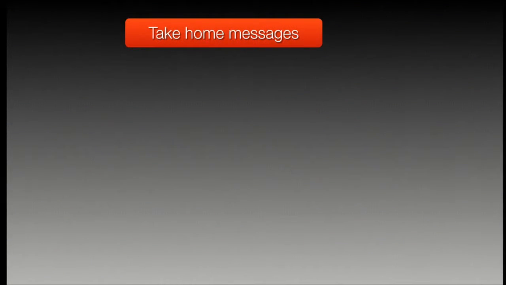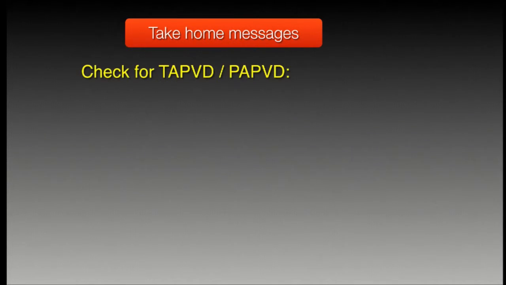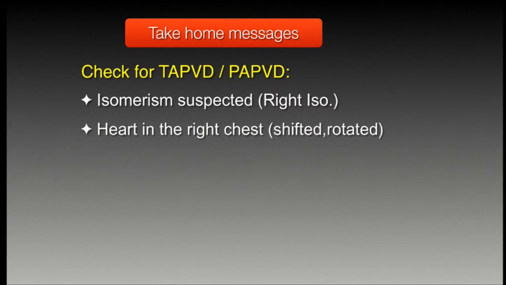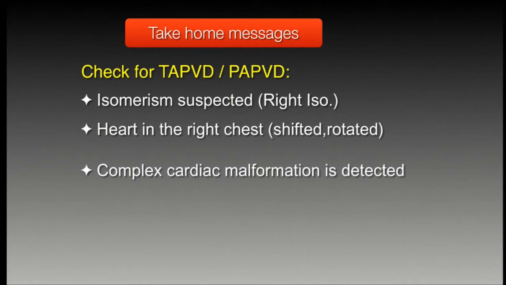So I come to my conclusions. The take-home messages I want to give you: first of all, check for this condition if you suspect an isomerism, especially right isomerism. If you find the heart in the right chest, either dextrocardia or shifted, it can be associated with abnormal pulmonary venous drainage. If you find a cardiac malformation, it should be part of your workup for this condition.